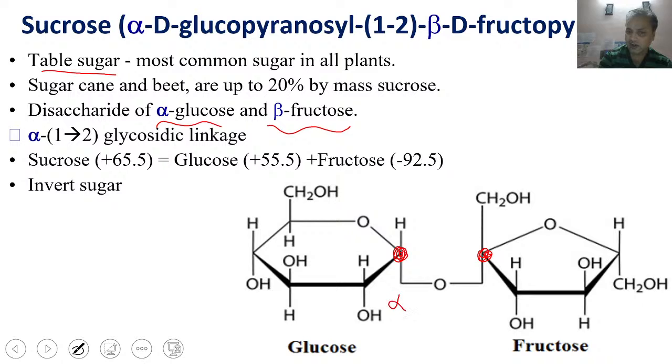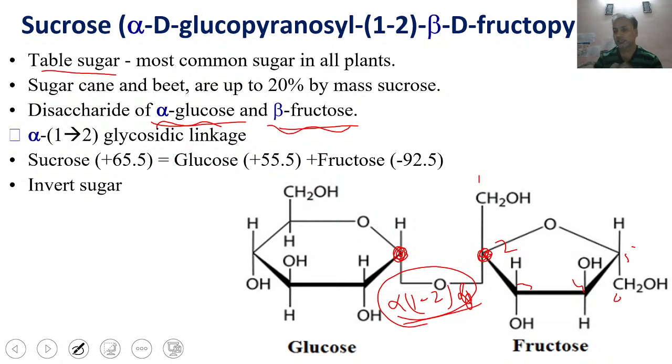So this is alpha type, alpha 1 to carbon number 2, because this is carbon number 1, this is 2, 3, 4, 5, 6. So alpha 1,2, this is alpha. So an alpha 1,2 glycosidic bond has been formed in sucrose. One glucose and one fructose join together by the alpha 1,2 glycosidic bond. The important thing is both the anomeric carbons have been used. If both the anomeric carbons are used, we call them non-reducing sugar. So sucrose is a non-reducing sugar.